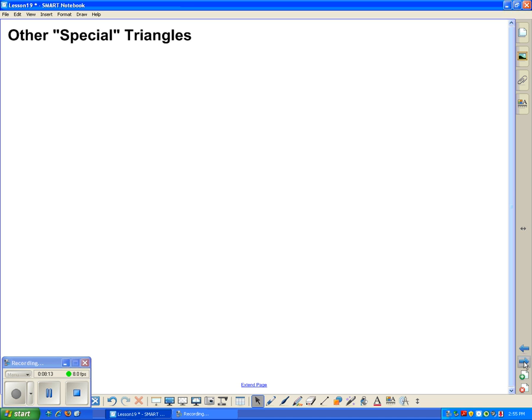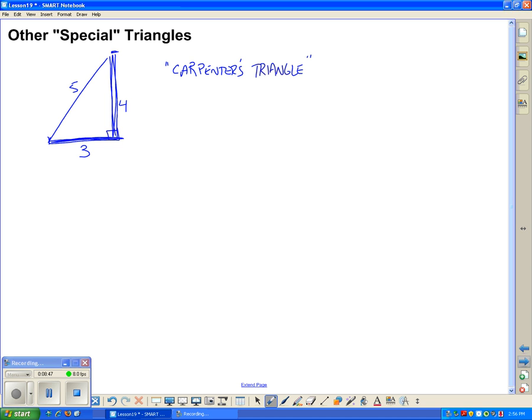All right, other special triangles. We can make other special triangles if you use the Pythagorean theorem, for example. 3, 4, 5 is what we call the carpenter's triangle. When carpenters are making right angles or making sure corners of houses are at right angles, they measure one direction down the wall, 3 feet, measure down the other wall, 4 feet, and when they measure from those marks, it should be 5 feet, and they know that they have a right angle. Okay? Helps them double check to make sure the square remains the same.